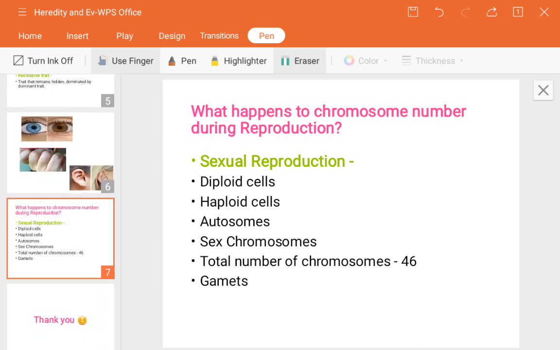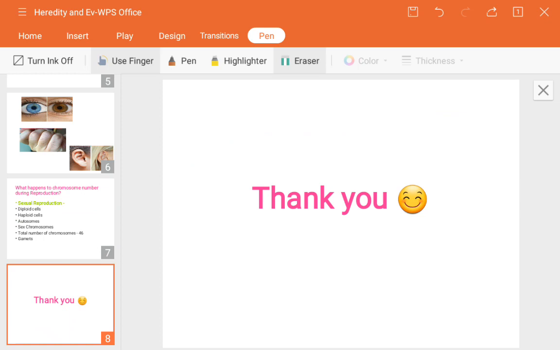So this was about today's session, that we started from Mendel's experiment, and later completed up to how the father and mother are involved in it. This is the basic thing just to understand.